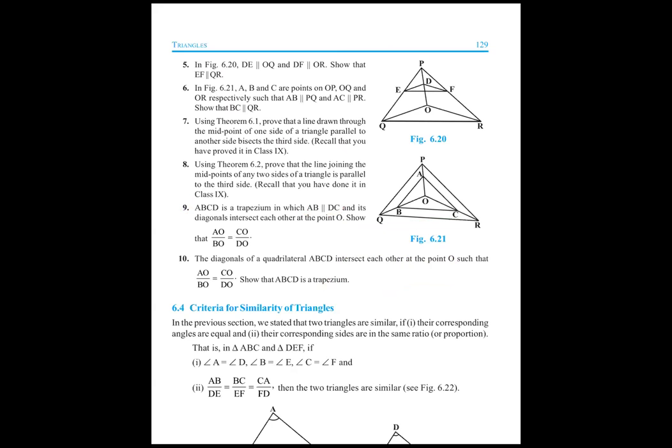I'll tell you again. This is a trapezium. Then join the diagonals. Join the diagonals and draw one line parallel to AB and CD. And then you take the two triangles. Which two triangles will you take? This triangle. Apply the basic proportionality theorem. AO by BO, CO by DO.